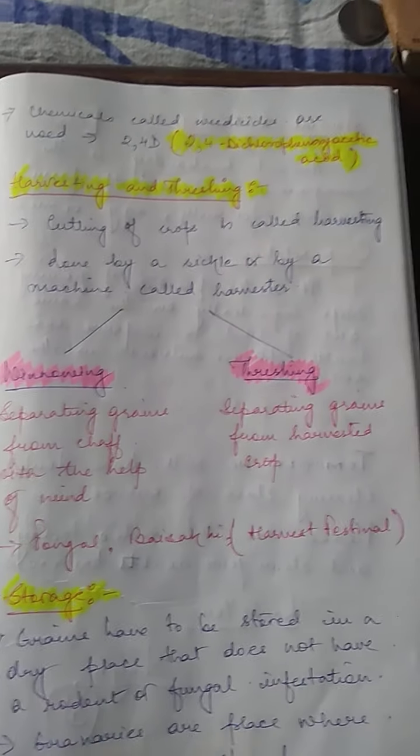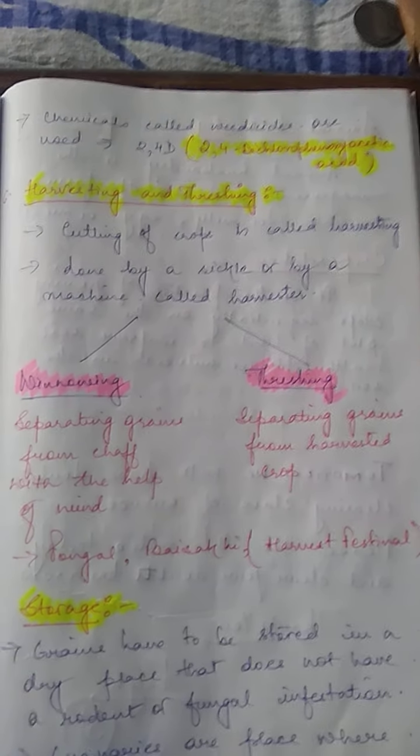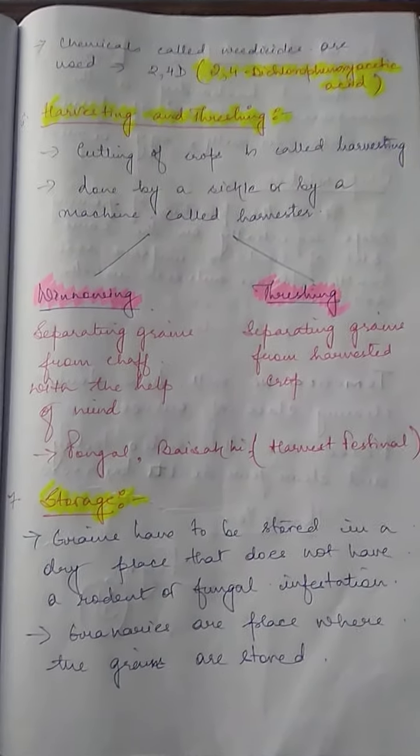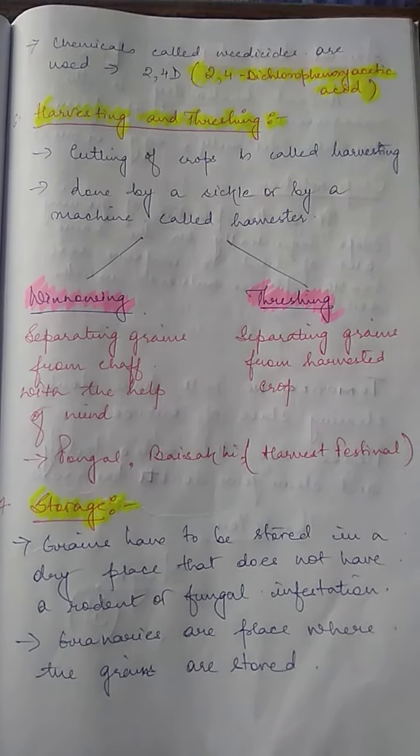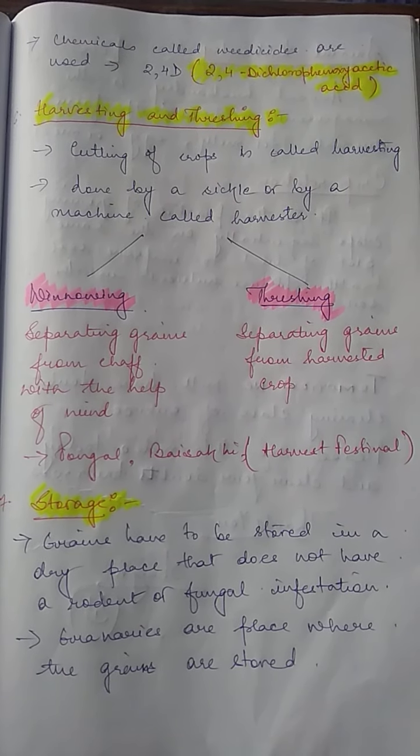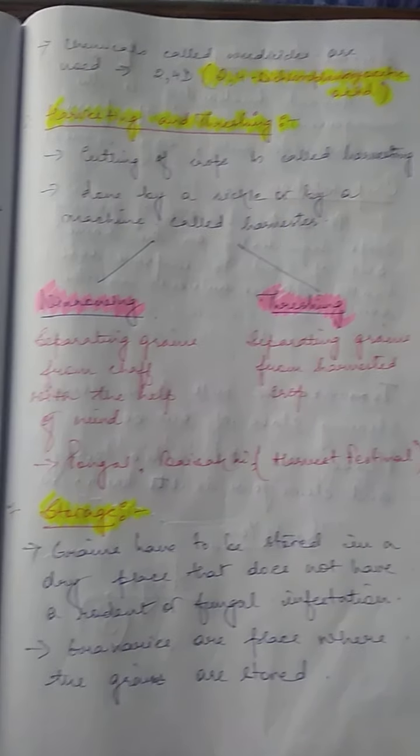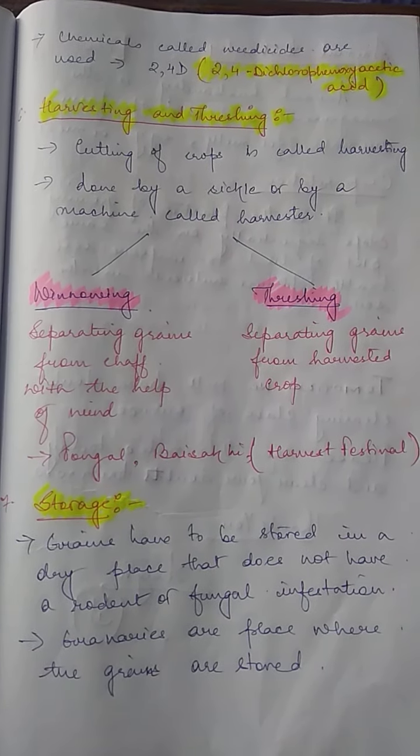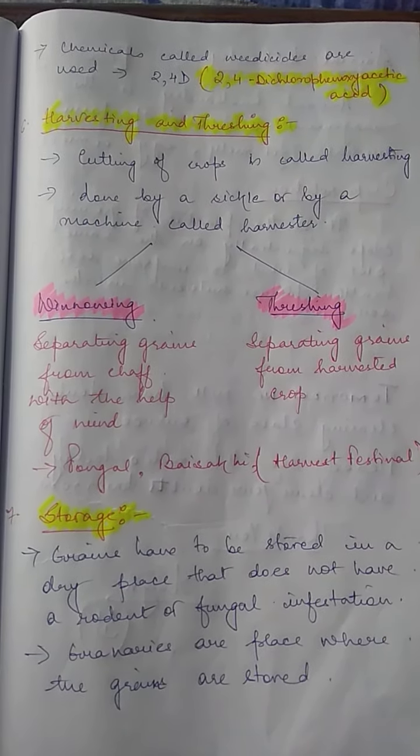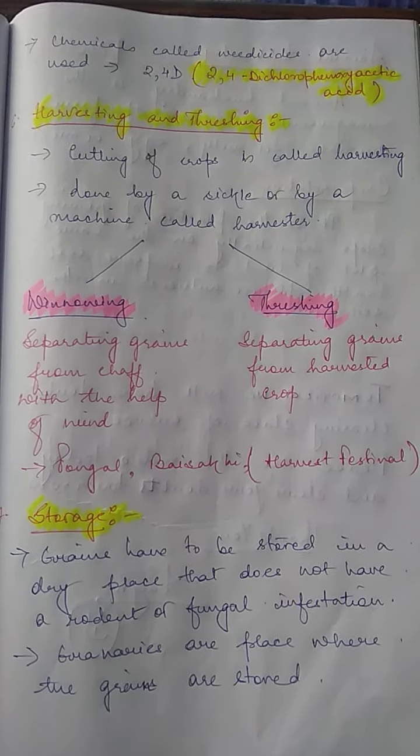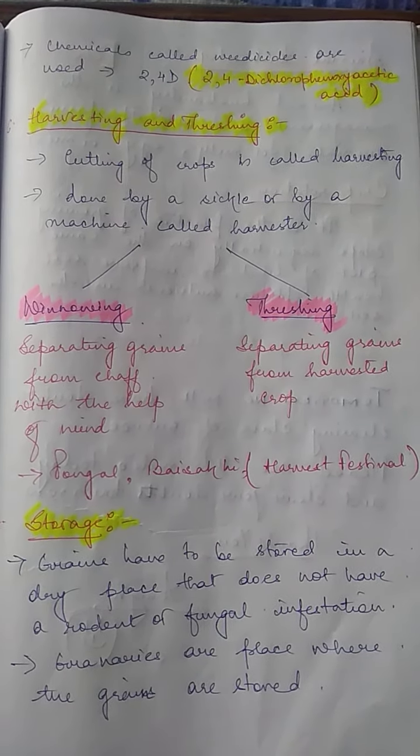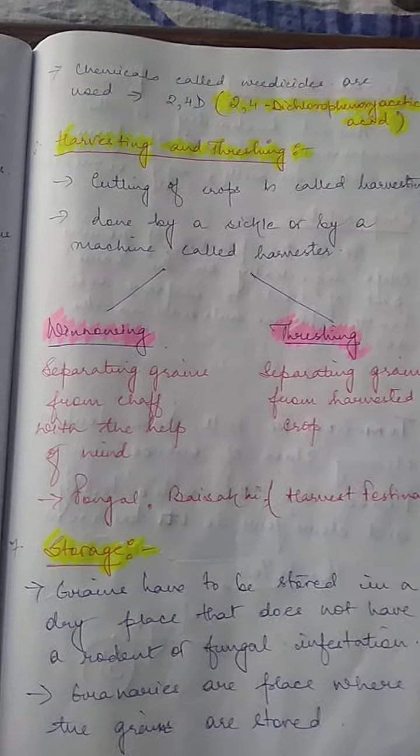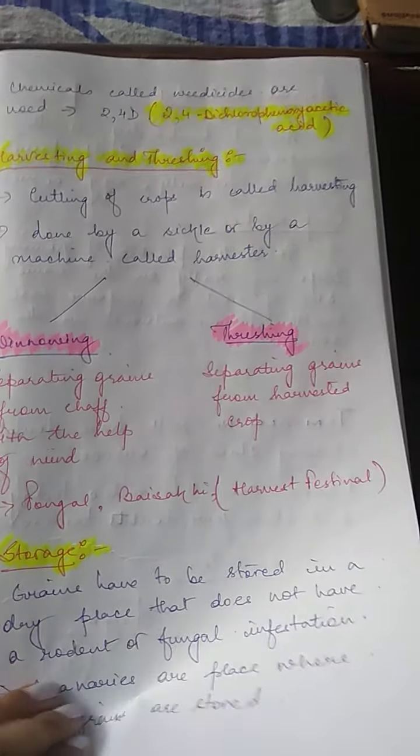There are some harvest festivals which are given in your study material. Pongal and Baisakhi are two of them. Then lastly we come to storage, which is a very important process, because grains have to be stored in a dry place that does not have rodent or fungal infestation. Granaries are big godowns where the grains are stored. The grains are even stored in gunny bags. All of them should not have moisture, because the moment they have moisture, what will happen? They will easily be affected by pests. So the storage of grains has to be done in a dry place. This you need to know, children.